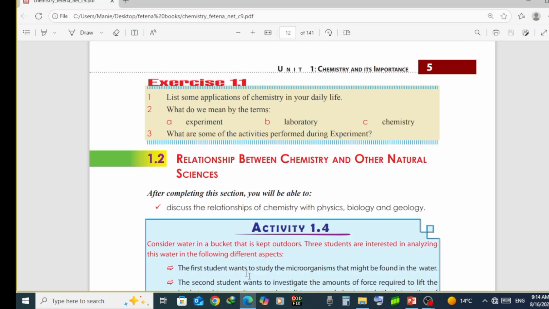1.1. And the last but by no means least is: what are some of the activities performed during an experiment?